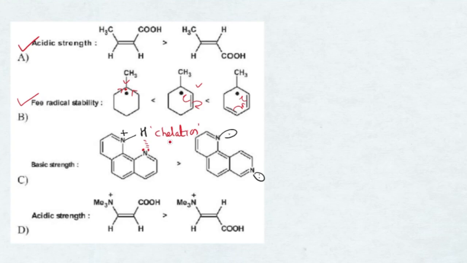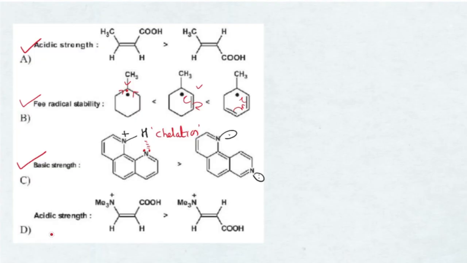So due to this chelation, the first molecule is more basic as compared to the second molecule. In second molecule, such chelation is not possible because nitrogen is away from this particular nitrogen. That is the reason this is also a correct option.